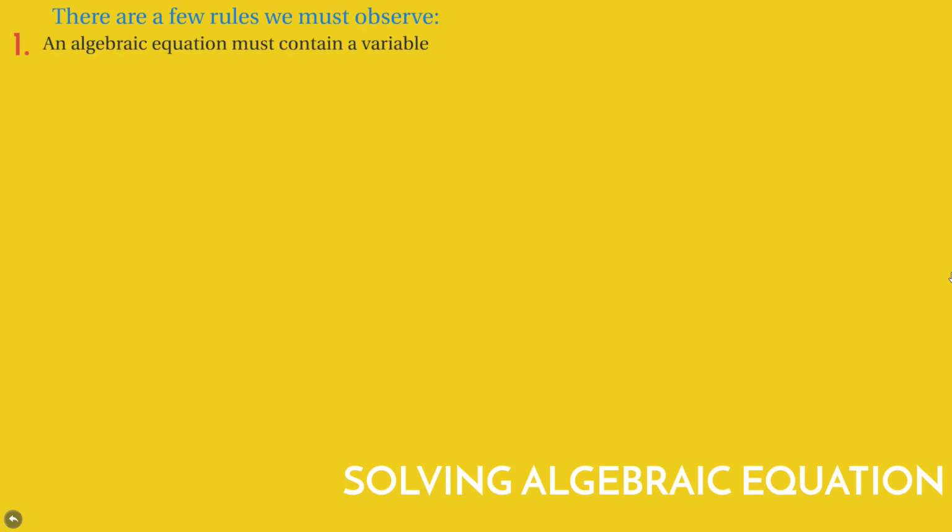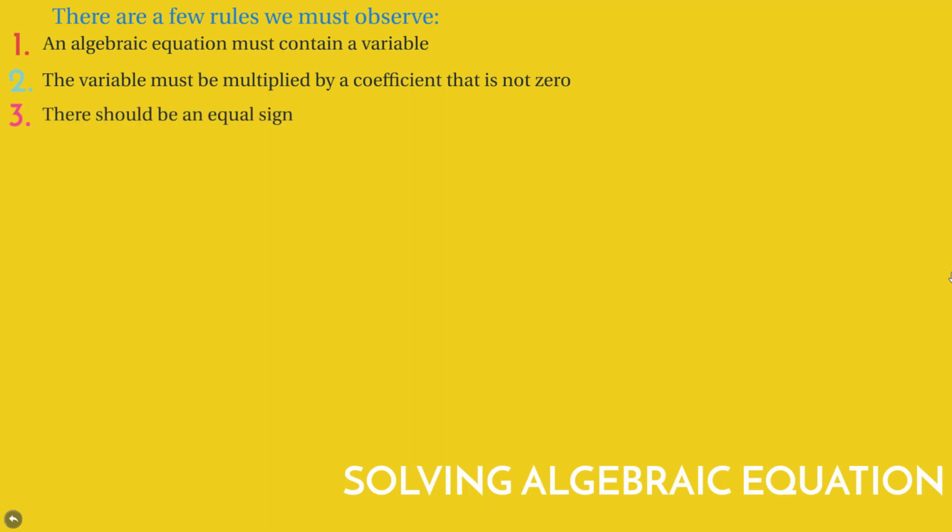Number 1. An algebraic equation must contain a variable. 2. The variable must be multiplied by a coefficient that is not 0. Number 3. There should be an equal sign. Example: we have this algebraic equation x plus 3 equals 7. We can solve this equation since it fulfills all the 3 rules that I have mentioned before.